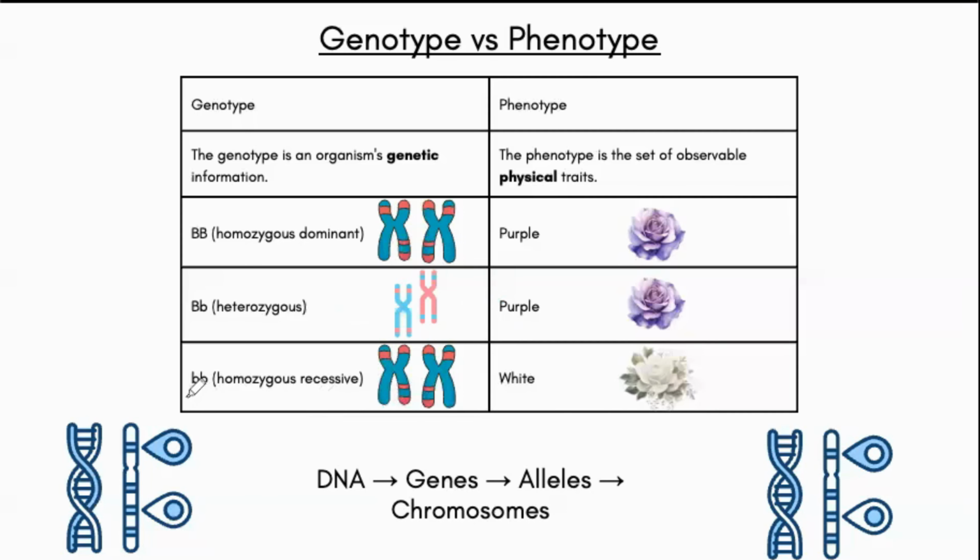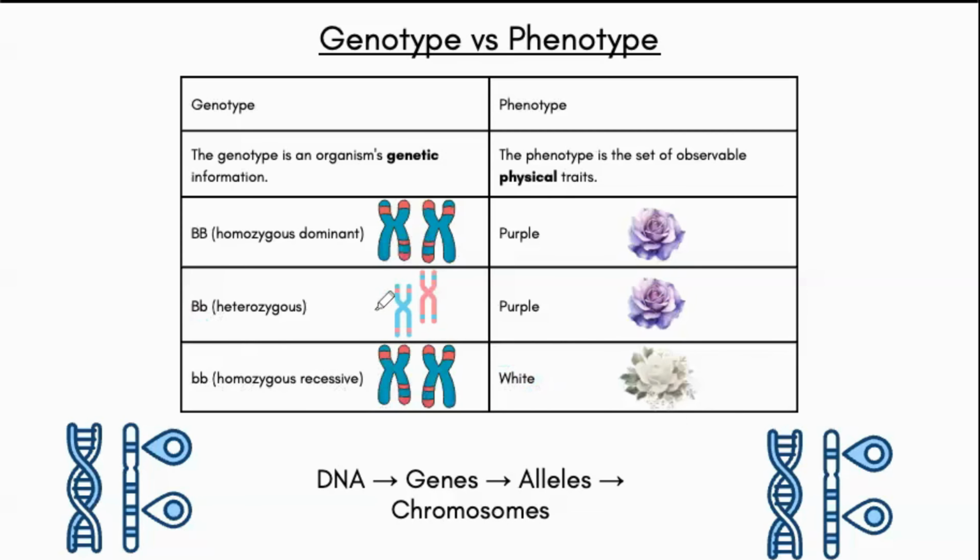Now, if you have two lower letters, little b, that is considered homozygous recessive. Because we don't have the big B blocking the little b, you want to think of it as a bully. The big B is a bully, and covers up the little b. But when we don't have bullies around, we just have two little b's. And that is called homozygous recessive, and those characteristics shine through. In this case, the flower is then white because little b represents white.